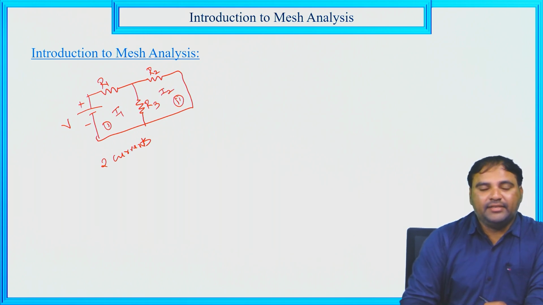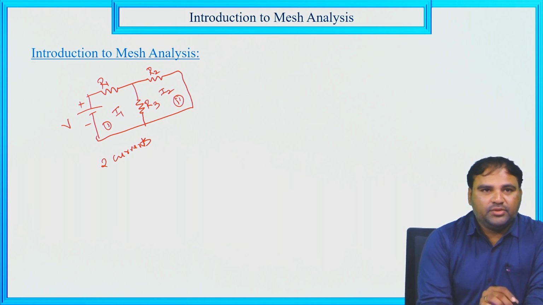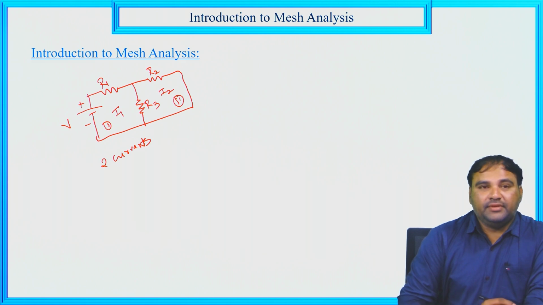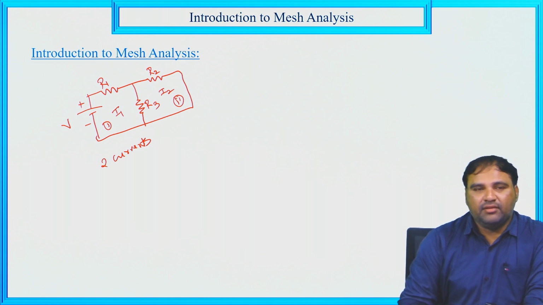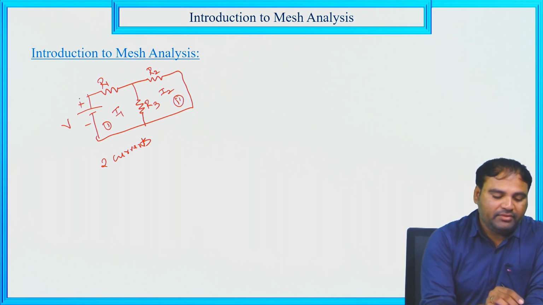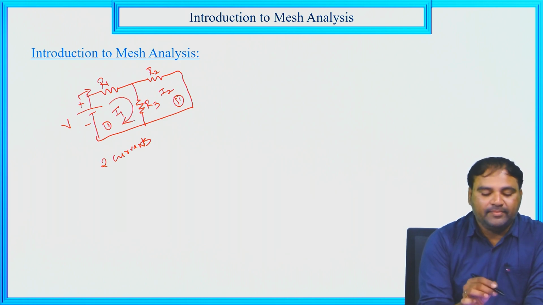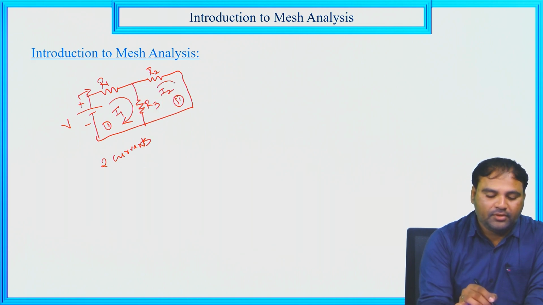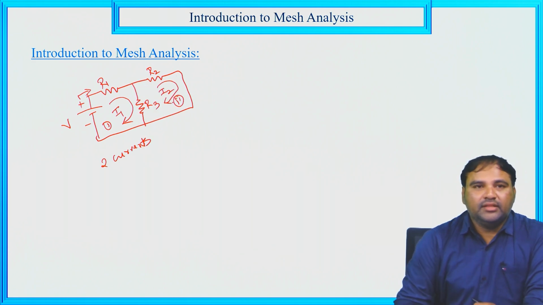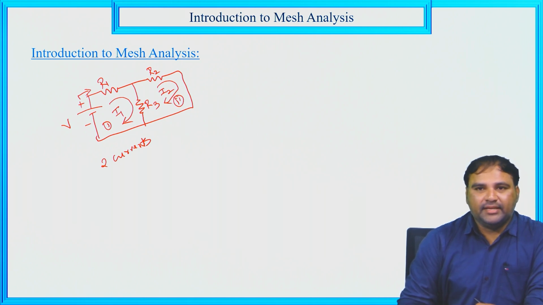Now the direction. Depending on the source, we have to say which loop is in clockwise direction and which loop is in anti-clockwise direction. Starting from the positive, the current direction is clockwise in the first loop. Similarly, the second loop is also clockwise. So both loops are in clockwise direction.